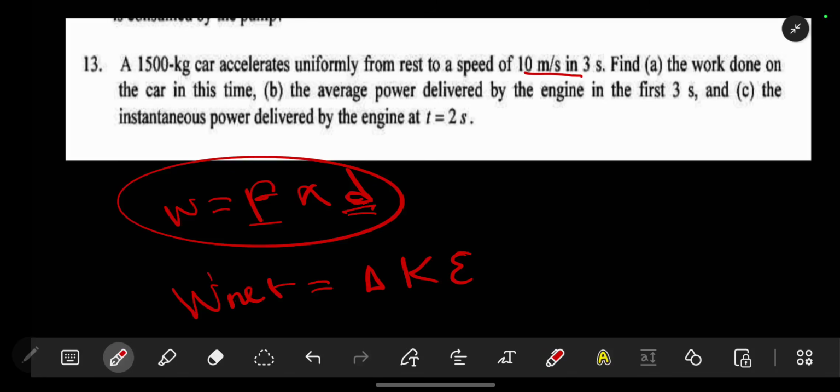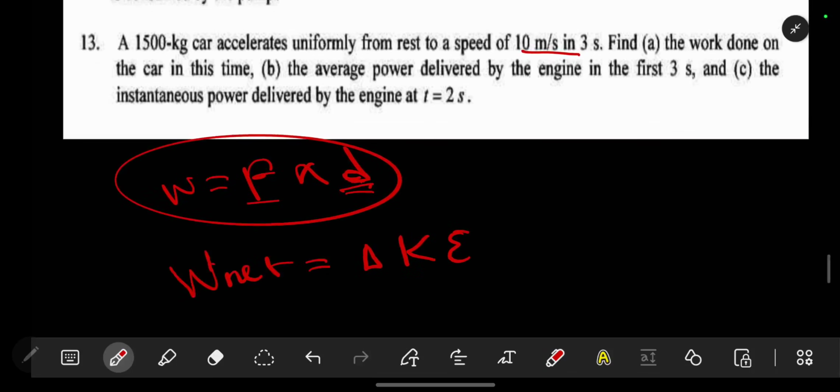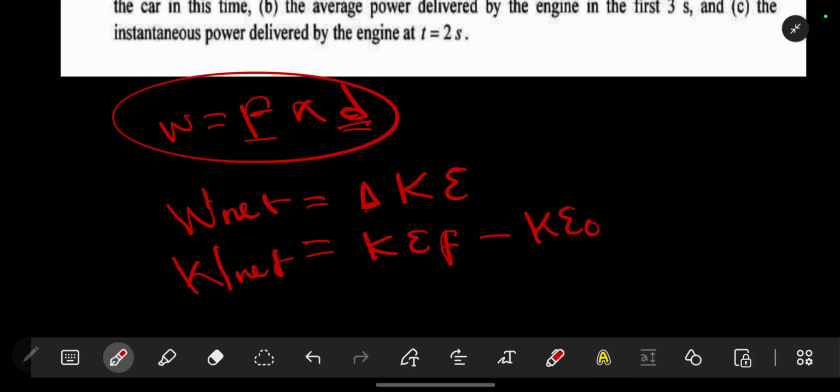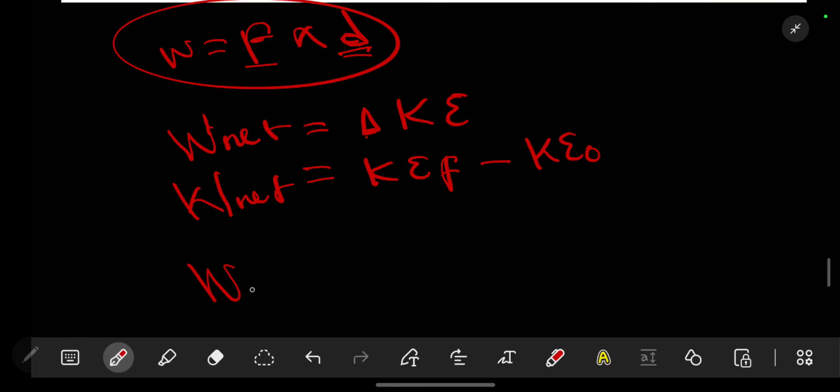So we use the work energy theorem, which is the net work done is equal to the change in the kinetic energy. So how do we find the change? The change is equal to the final kinetic energy minus the initial kinetic energy, since finding change is subtraction. So this is the net work done. Using the work energy theorem simplifies things.